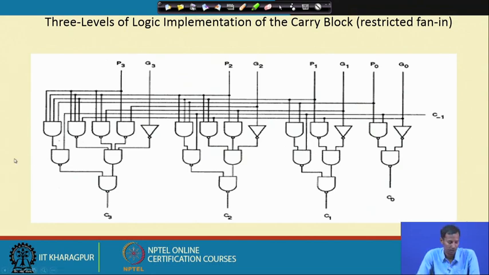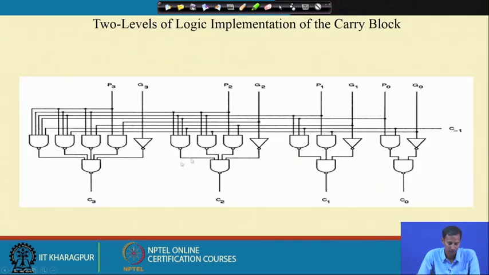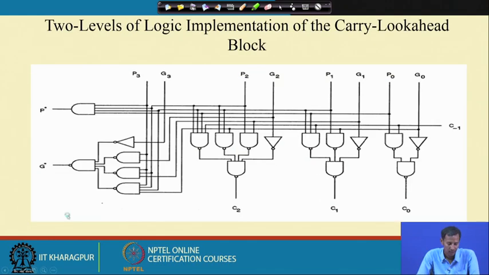If you go back, you can see here we have 4 inputs. If I restrict the fan in to 4, this circuit is fine and I do not need to change it. When I restrict this to 3, I need 2 levels here, 2 levels here. Here also if I restrict to 3, it does not need any change. But whenever I restrict the fan in specifically to 2, this will change like this.